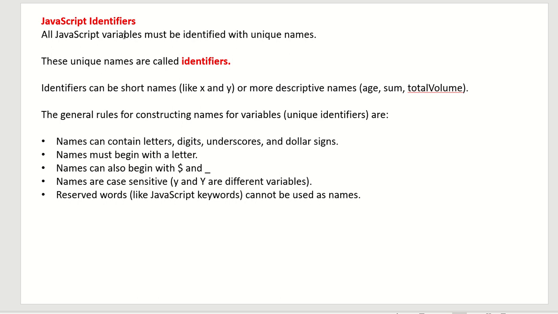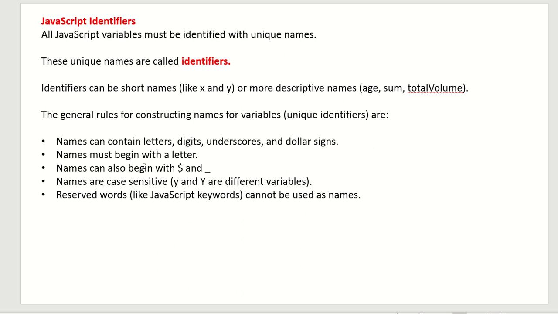So all the JavaScript variables must be identified with unique names. Okay, so these unique names are called identifiers. So identifiers can be short names like x and y or more descriptive like age, sum, total, etc. So the general rules for constructing names for variables, that is unique identifiers, are: names can contain letters, digits, underscore and dollar sign. That is the first point.